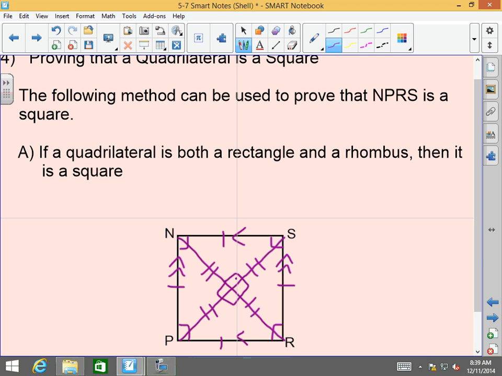But is a parallelogram a square? Is a rectangle a square? Is a rhombus a square? No. So a square is a rhombus and a rectangle. Basically, since a rhombus and a rectangle are parallelograms, a square is a parallelogram, a rectangle, and a rhombus. So that means opposite sides are congruent. All sides are congruent. Opposite sides are parallel. All the angles are 90. The diagonals bisect the angles.